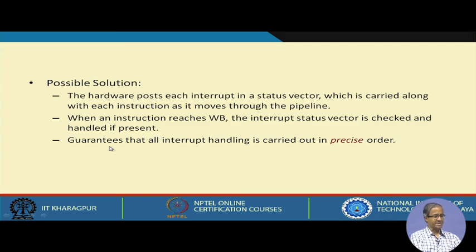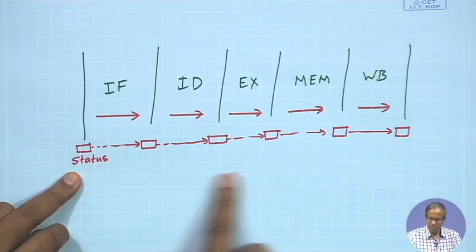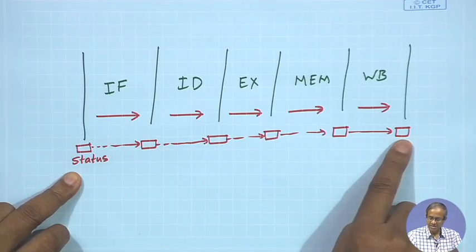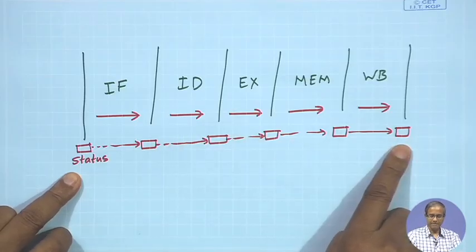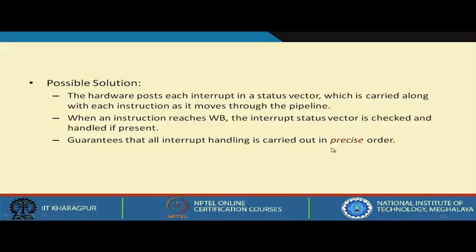But if you do it like this, then preciseness of the interrupt is guaranteed, because the first instruction will be reaching WB earlier, the following instruction will be reaching WB later. So, the first one to reach will be the earlier instruction. So, maybe the interrupts were generated out of order, but the first instruction will always reach WB earlier than the next instruction. Okay. So, the interrupt for the first instruction will be handled earlier. This is the idea, right. So, this is what we mentioned here, that interrupt handling will be carried out in precise order.